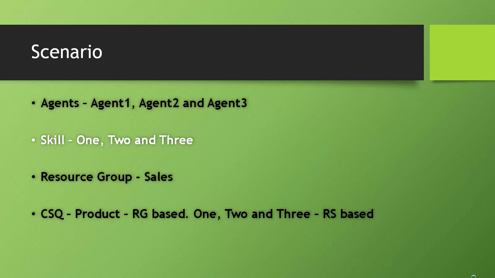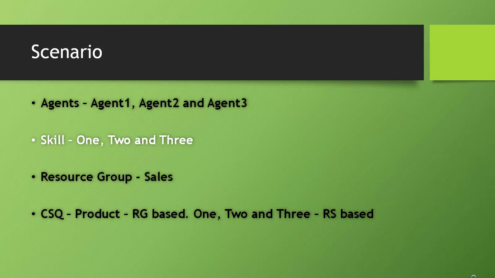Say for example, a customer called X manufactures products called 1, 2, and 3. Agent 1, who is trained for product 1, is going to get the skill of 1, and agent 2 is trained for product 2, so we would be assigning that skill, and likewise agent 3 is trained on product 3, so we would be assigning skill 3 to agent 3.